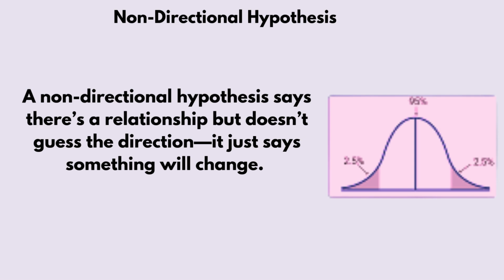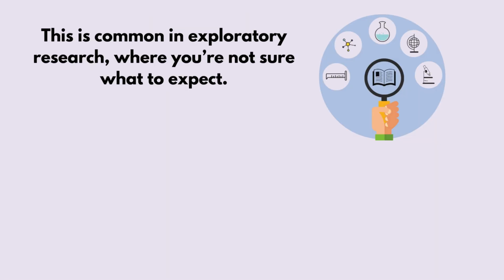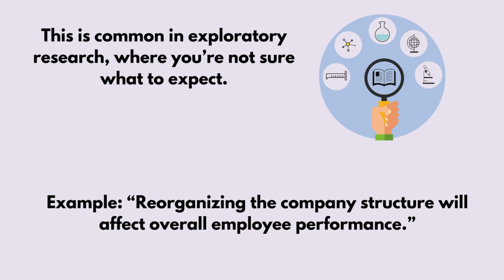Non-directional hypothesis. A non-directional hypothesis says there's a relationship but doesn't guess the direction, it just says something will change. This is common in exploratory research, where you're not sure what to expect. Example, reorganizing the company structure will affect overall employee performance.